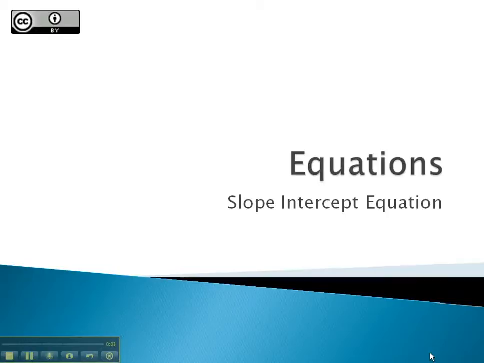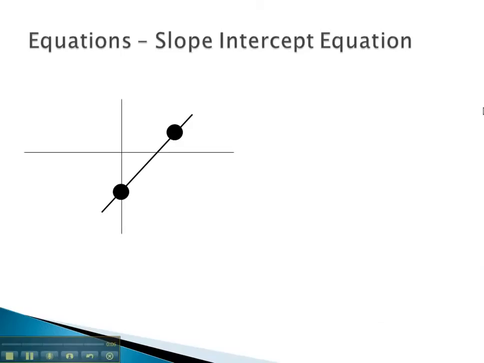In this video, we will begin looking at how the equation of a line is related to the graph of the line by using what is called the slope-intercept equation. To set this up, we will consider first a line that hits the y-axis at this point here. We call this point the y-intercept.